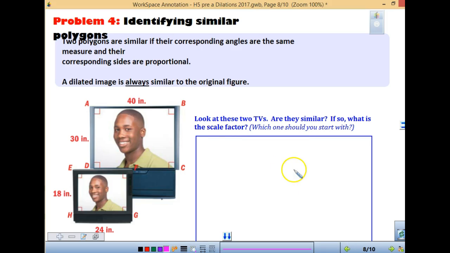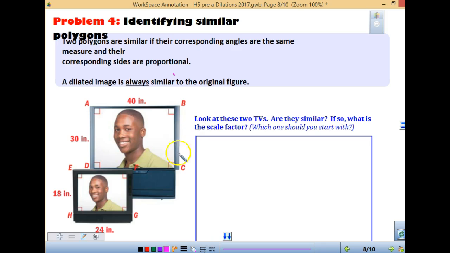The last one is looking at this. And they're asking you if it is proportional. It says a dilated image is similar to the original. Look at the 2 TVs. Are they similar? If so, what is the scale factor?